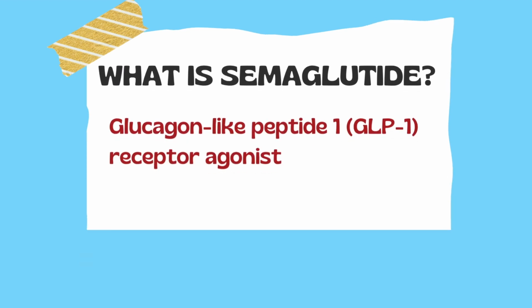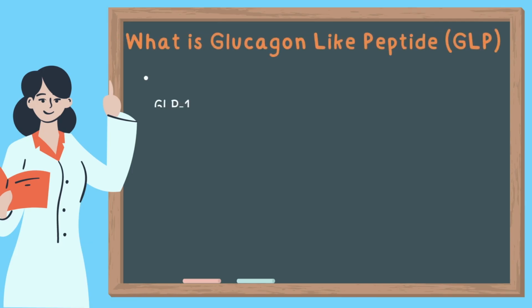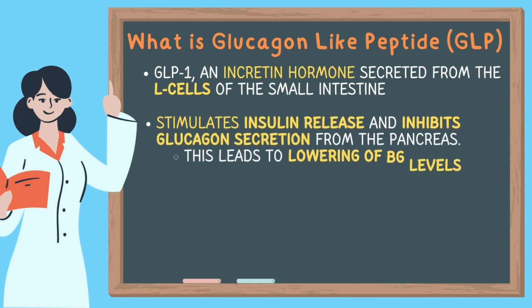Now, what is semaglutide? It's a GLP receptor agonist, or a glucagon-like peptide receptor agonist. The thing is, what is GLP? Let's take a look at this. So what is GLP? Glucagon-like peptide. GLP-1 is an incretin hormone that's secreted from the L cells of our small intestine. And this stimulates insulin release from the pancreas and inhibits glucagon secretion from the pancreas as well. This helps to lower our blood glucose levels, and it's released in response to food.